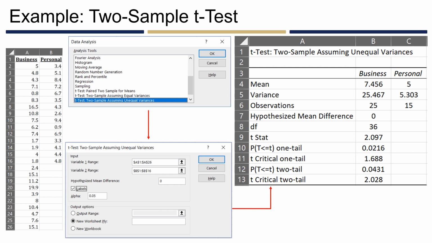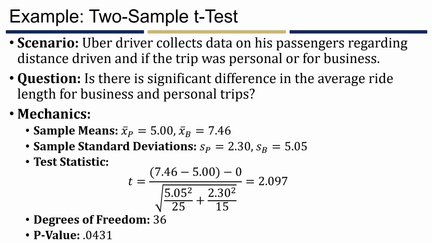The t-statistic is 2.097, which matches what we calculated on the previous slide. And because we have a two-sided alternative, we want to use the two-tailed p-value, which is contained in row 12. That p-value is going to be 0.0431. So finishing off the mechanics, we can again just copy what we saw on the previous slide, 36 degrees of freedom from row 8, and a p-value of 0.0431 from row 12.